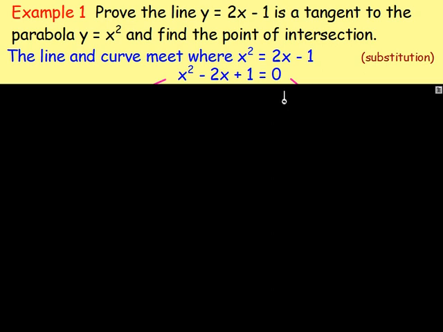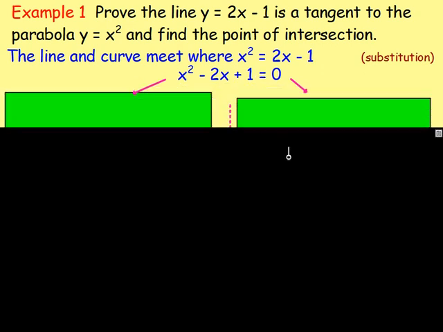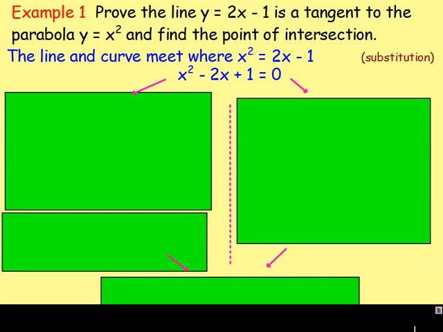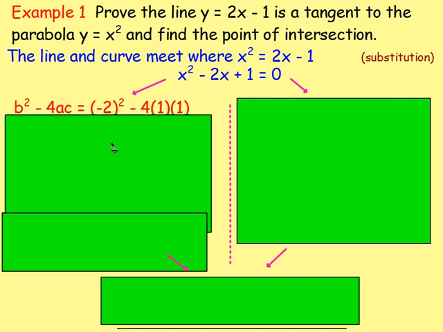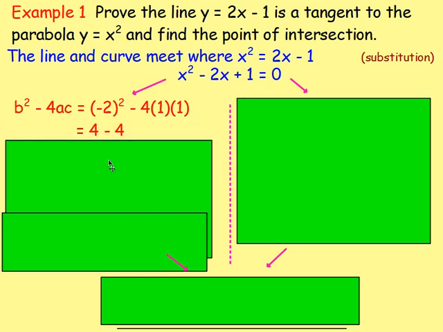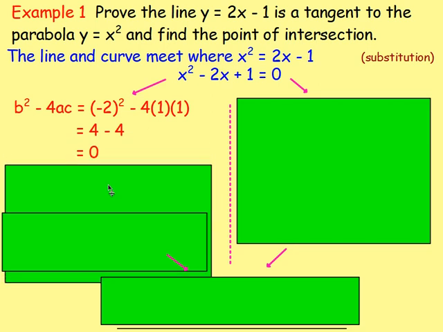From there, you will then take everything to one side, so subtract 2x from both sides, add 1 to both sides, and you get x squared minus 2x plus 1 equals 0. There are two different ways that you can go about doing this one. The first method is to use the discriminant. Take the values of a, b, and c, so 1, negative 2, and 1, and sub them into b squared minus 4ac. If you do that, you get 4 minus 4, which works out to be 0.